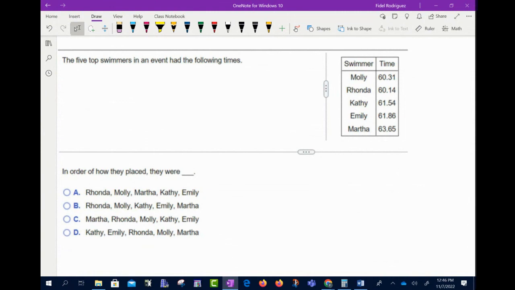Okay. Here's my next problem. It says the 5 top swimmers in an event had the following times. Okay, in order of how they placed, they were, so let's think about this, y'all. We're at a swim meet. Who gets first place? The person with the shortest time or the person with the longest time? What do y'all think? Anyone know? Who would be first place? The shortest time or the longest time? The shortest time, right?